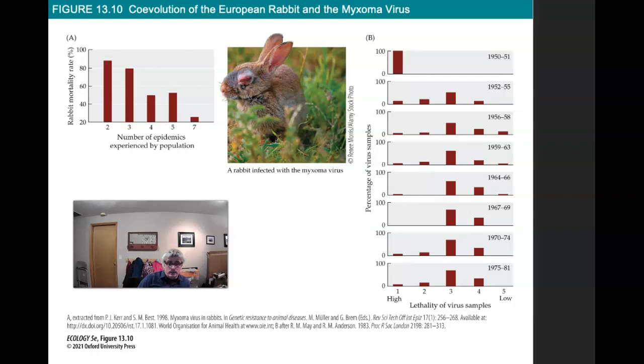And it was shockingly effective. It killed about 90% or more, maybe it was 98% of the rabbits. But then over time, you start to get rabbits that are genetically resistant to the disease. And so then you got a rebound of the population back after that.